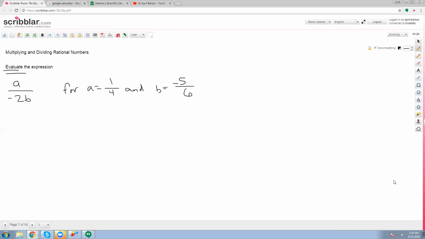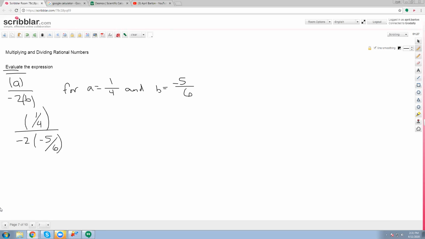Substitute or replace. We take the letter and replace it with the number. So we're going to have to replace A, and we're going to have to replace B. Substituting for A is the fraction 1/4, and substituting for B is the fraction -5/6, but we still have that -2 in front.